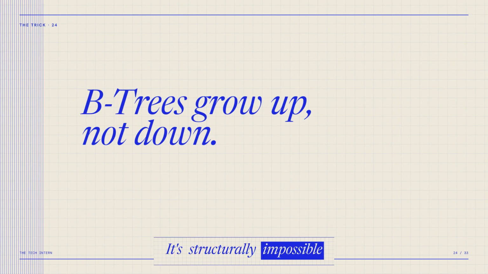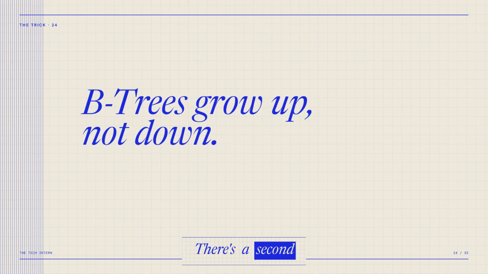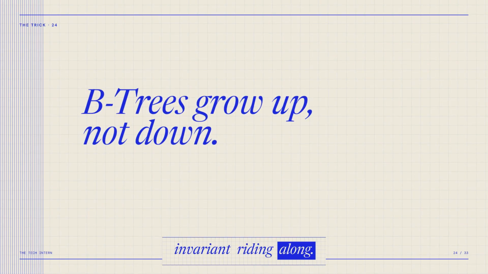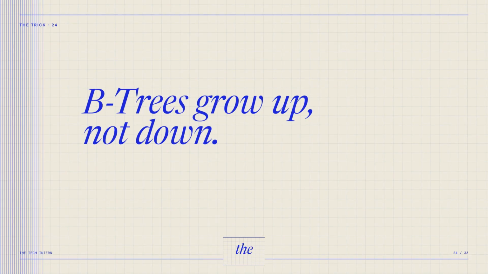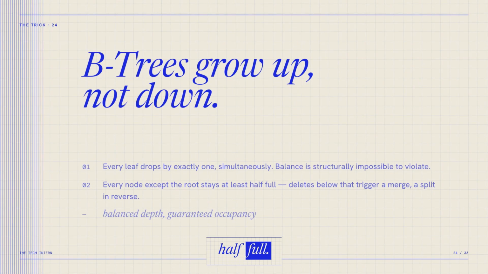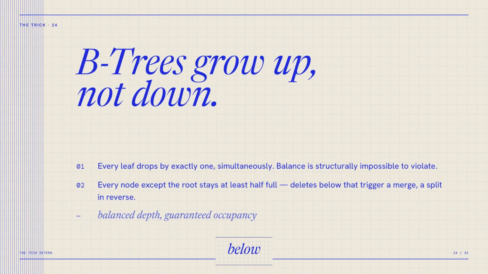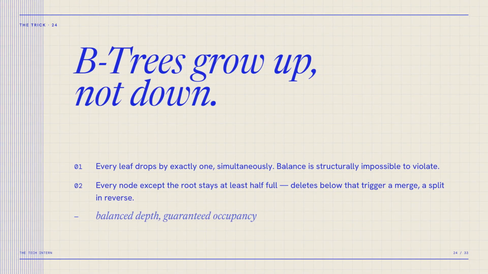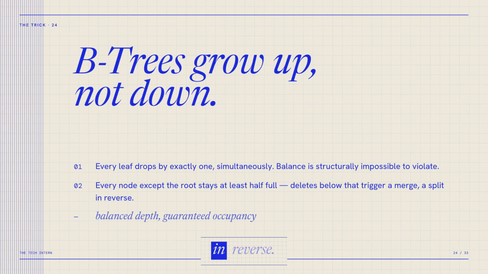It's structurally impossible to violate. There's a second invariant riding along. Every node except the root must stay at least half full. Deletes that drop a node below the threshold trigger a merge with a sibling. A split running in reverse.